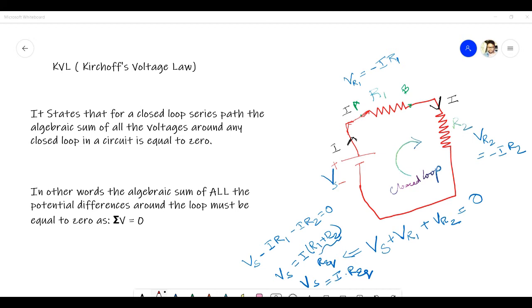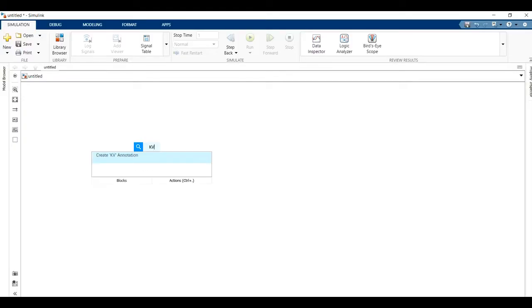We add Vs plus VR1 plus VR2 is equal to 0. So Vs minus I into R1 minus I into R2 is equal to 0. So Vs is equal to I into (R1 plus R2). So R1 plus R2 is equal to R equivalent. So the voltage Vs is equal to I into R equivalent. So now we implement KVL in MATLAB.